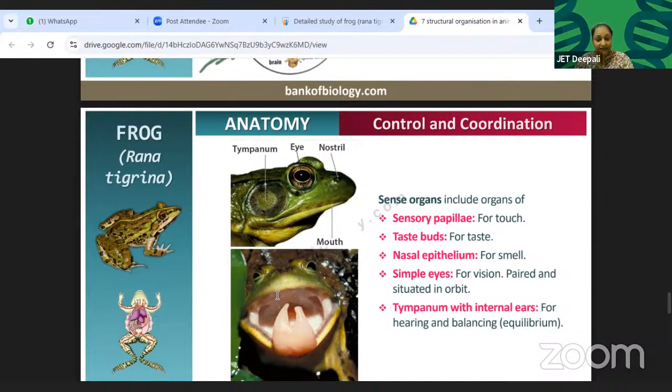They have taste buds for taste. Nasal epithelium for smell, they can smell. Simple eyes for vision, paired and situated in orbits. Tympanum with internal ears for hearing and balancing. So they can hear, they can see, they can smell, they can taste, they can feel the touch. So they are a developed kind of organism. They can feel the touch, taste, smell, see, talk, and hear. All basic sense organs are here.